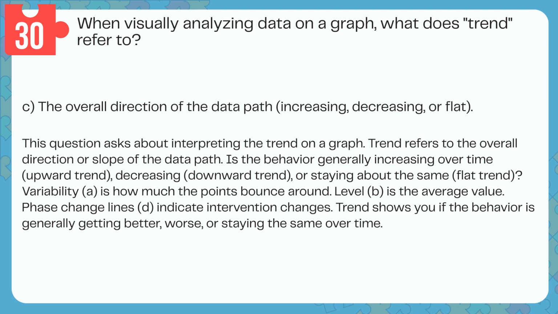Variability, A, is how much the points bounce around. Level, B, is the average value. Phase change lines, D, indicate intervention changes. Trend shows you if the behavior is generally getting better, worse, or staying the same over time.